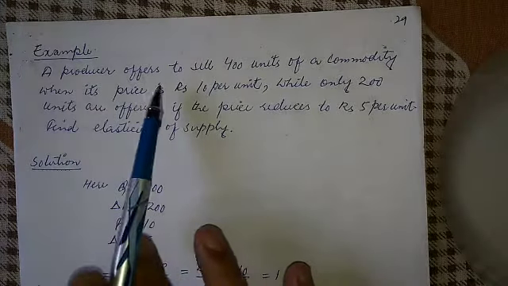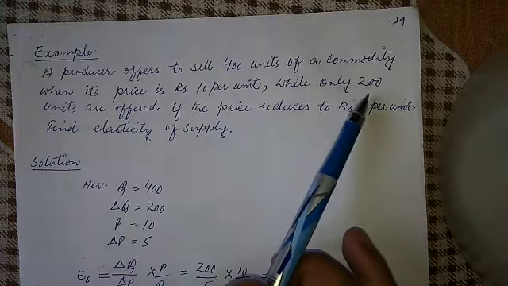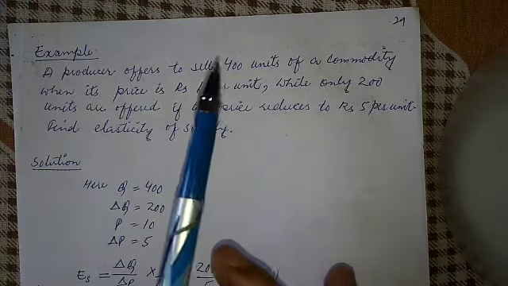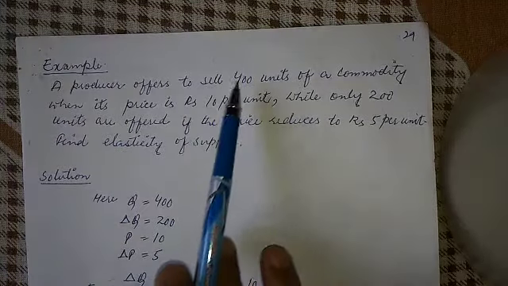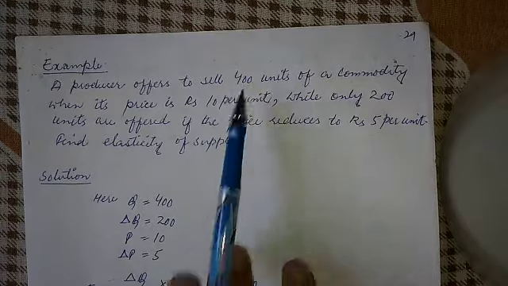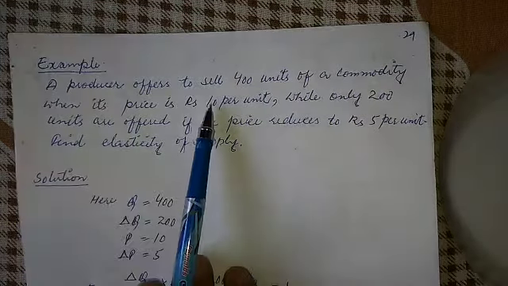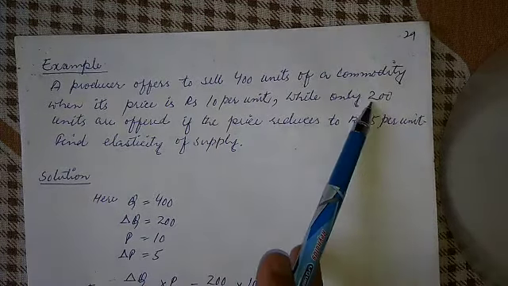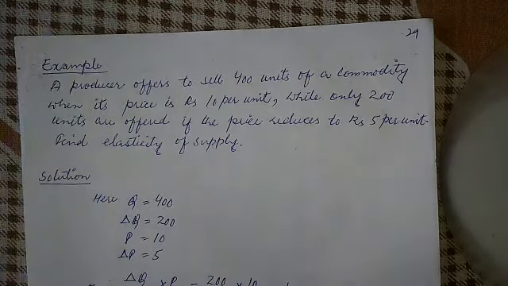Example: A producer offers to sell 400 units of a commodity when its price is rupees 10 per unit, while only 200 units are offered if the price is reduced to rupees 5 per unit. Find the elasticity of supply. Now, you know, here the initial quantity is 400 units, so Q is 400 units, and initial price is rupees 10, so P is rupees 10, and change in Q is 200, and change in price is 5, right?